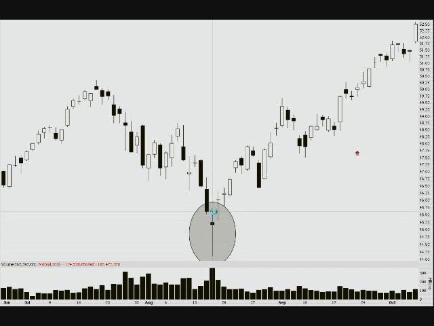Now, what you see on this candle here is a gap down, filled the gap, probably came down here, back up, closed here. Then it gapped up the next day. This is a 3 candle signal. We're going to talk about those later. This is a strong reversal signal.